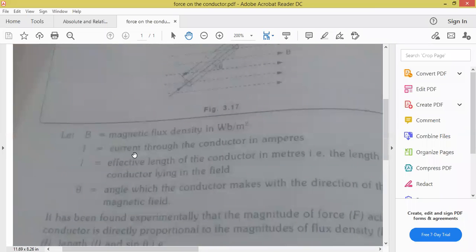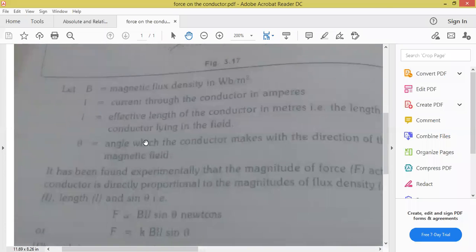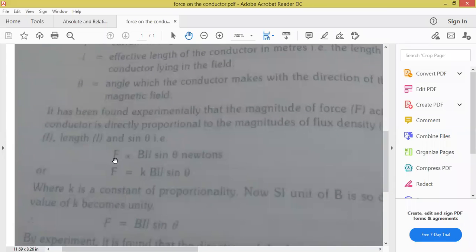Let I be the current. Length of the conductor, you can write only the length. Effective length means total length. And theta is the angle between the conductor and magnetic field. So what are we supposed to write? Read out anyone here. Force experienced by the conductor is directly proportional to B into I into L sine theta. Units are newtons. No need to write newtons there, just write: force unit is Newton. And F is equal to a certain constant into BIL sine theta.